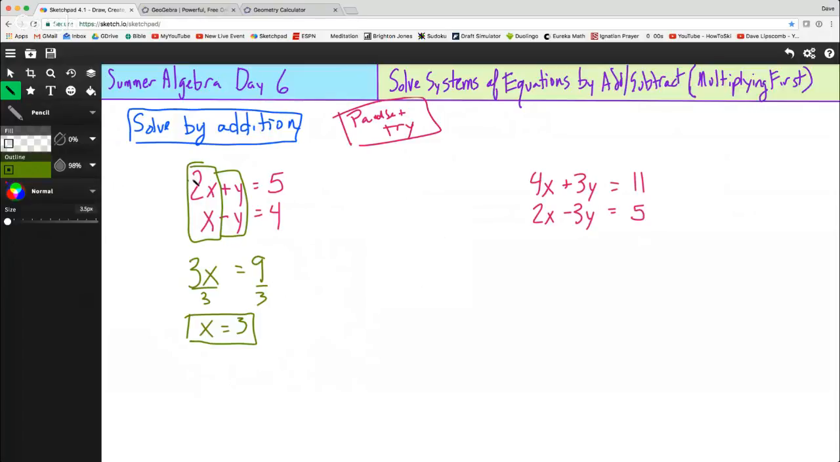Now I'm going to go back in here, and we'll use the first equation, 2x plus y equals 5, to find our other value. 6 plus y equals 5. So subtracting 6, y equals negative 1. So now I think my point is 3 comma negative 1.